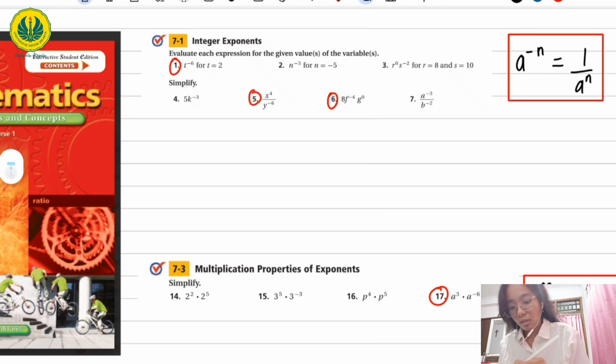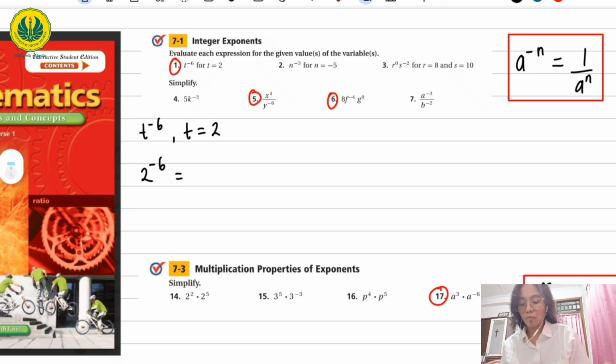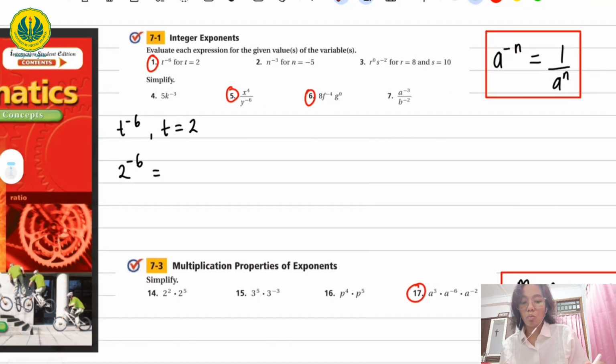So we have here t to the power of minus 6. For t equals 2, we change t to 2, so we get 2 to the power of negative 6. As I explained in the previous meetings about exponents, when we have a to the power of negative n, it equals 1 over a to the power of n. I already explained the reason in the previous meetings; you can learn it from my PPT.